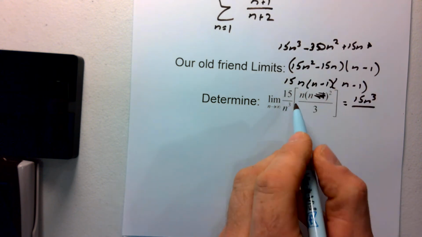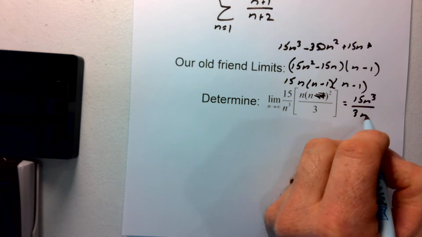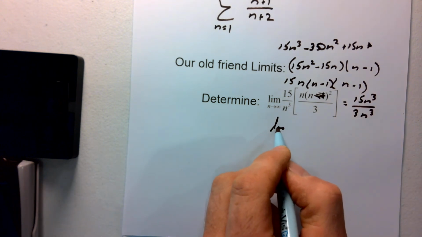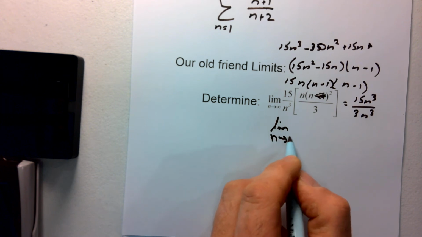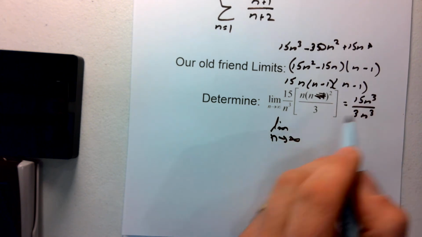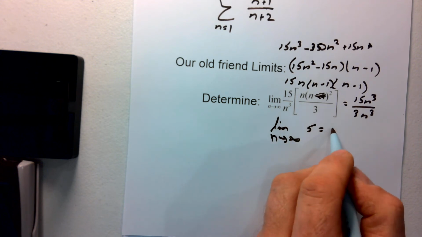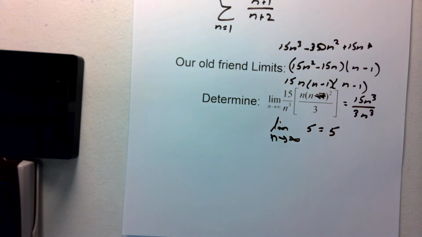In our denominator, we have 3n to the third as well. So we're looking at the limit as n goes to infinity of 15n to the third over 3n to the third, which is 5. So the limit as n goes to infinity of that gives us 5 as our answer.